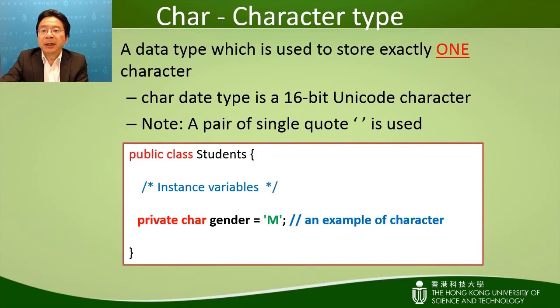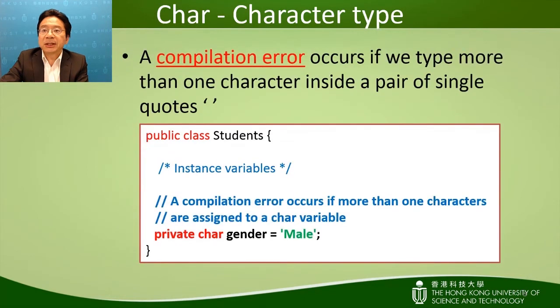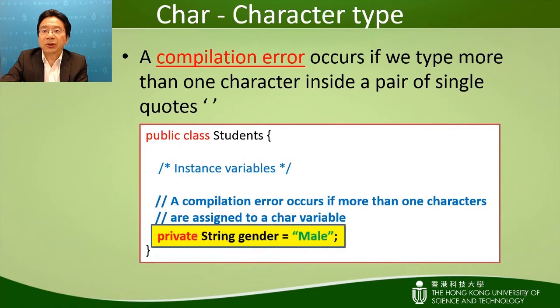For example, here we are declaring a class of students. If we want to include as an instance variable the gender of a student, we can use M to represent male and F for female students. If instead of using just one character, we want to spell out the entire word male or female, char cannot be used as the data type. For example, putting male in a pair of single quotes would lead to a compilation error.